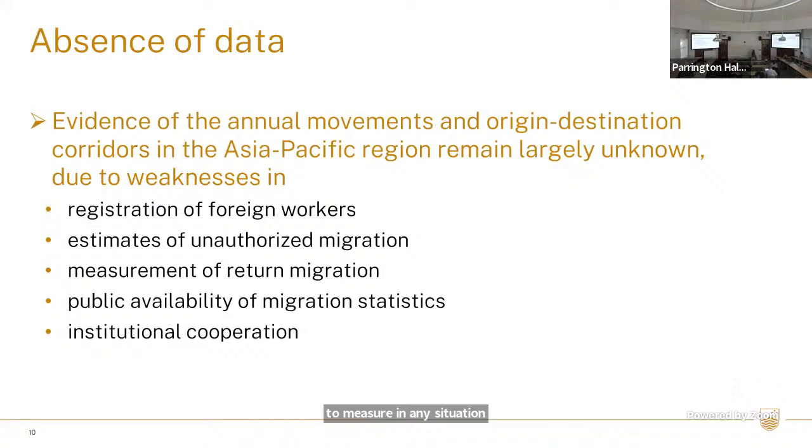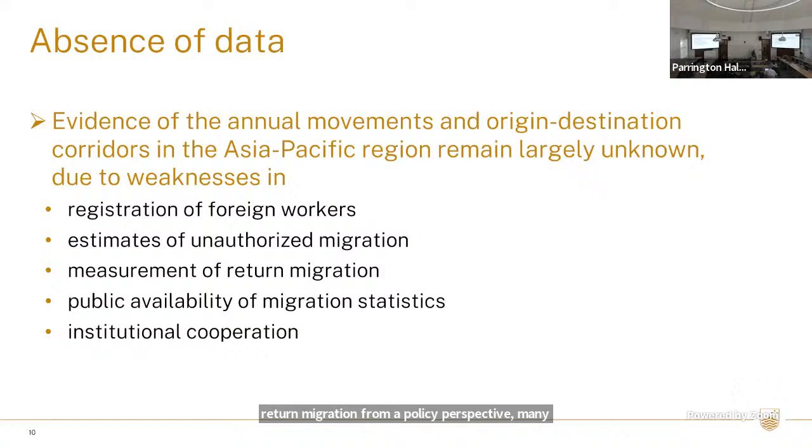There has been some assessment of the data situation in the Asia Pacific region. The reason we don't have good data is weaknesses in administrative registrations of foreign workers, and trying to get a sense of the unauthorized migration. In some countries like Malaysia, some groups are heavily regulated, and then others, like migrants from Indonesia, with whom they share a border, have kind of free movement across the border. So there's a mixture of stuff happening. On measurement of return migration, from a policy perspective, many countries don't care so much about return migration.